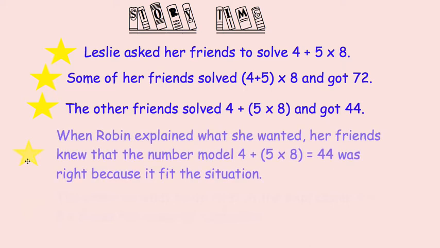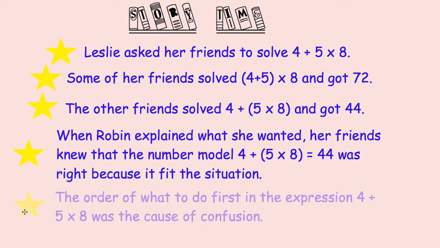When Robin explained what she wanted, her friends knew that the number model 4 plus 5 times 8 equals 44 was right because it fit the situation. The order of what to do first in an expression, 4 plus 5 times 8, was the cause of the confusion. If she had told them the situation, they would have known exactly what she wanted. Order does matter.